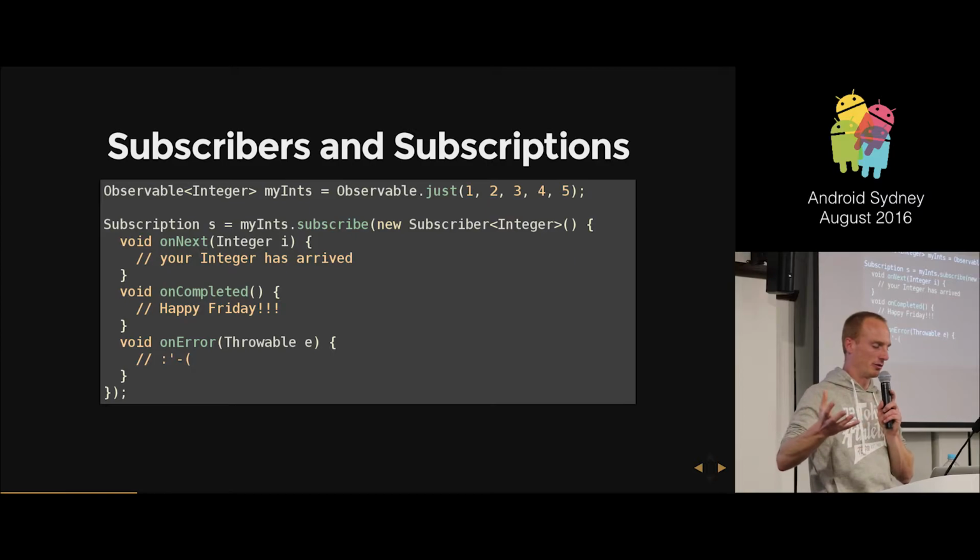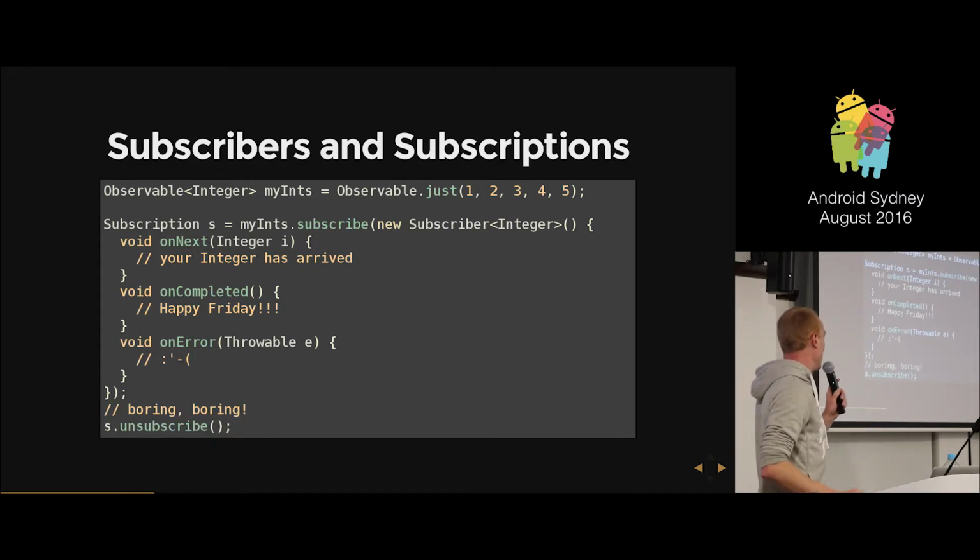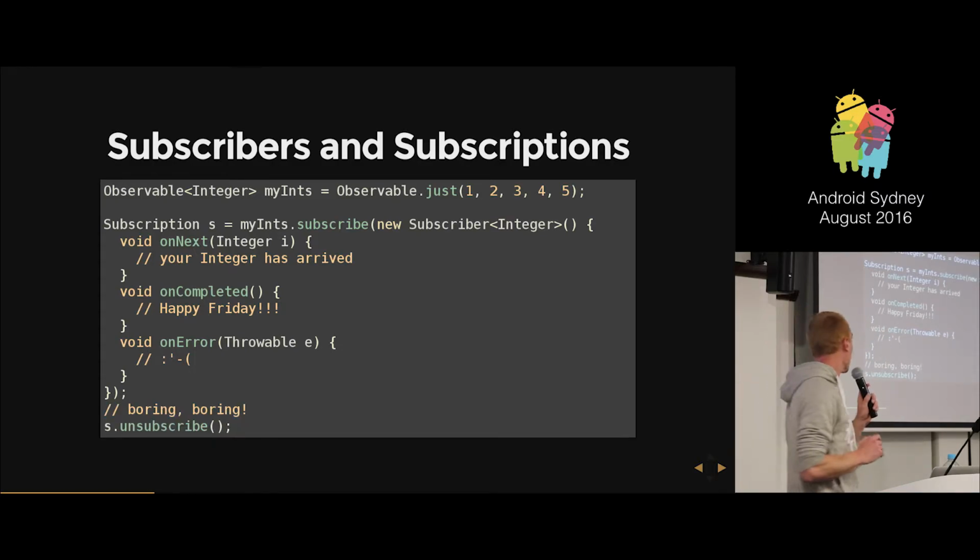You have an observable that emits data, you subscribe to it, you receive the data, and handle the completion if it happens. And if you're no longer interested in the data, you can unsubscribe from it.